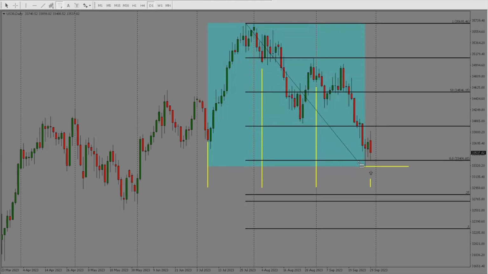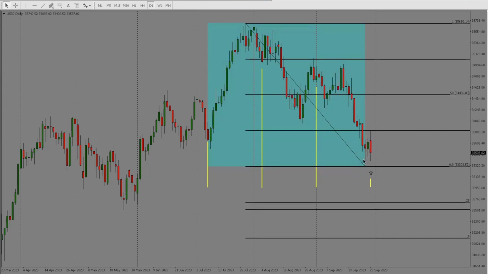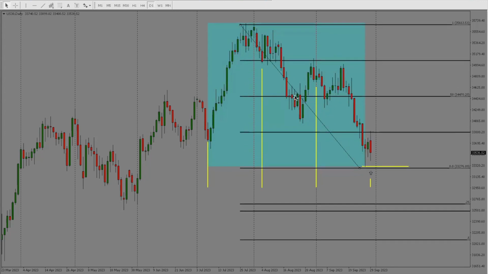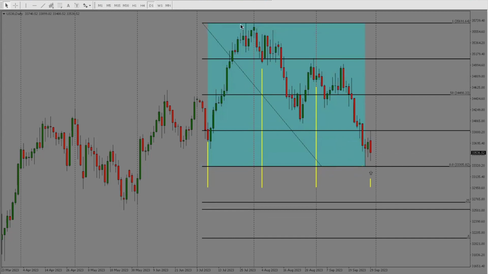So we go from here, line it all the way up. Now we have 50%. So when we're looking at our IPDA data ranges and we first find premium and discount, now we can start to look inside of those certain ranges. So for example, this is our premium side and this is our discount side.